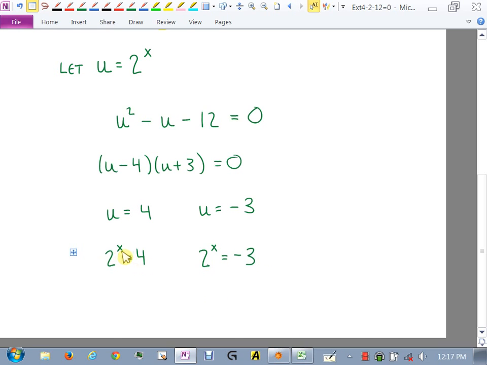You could now solve each of these using the log on both sides. But this one you don't need to, because you can just look and see. 2 to what power is 4? 2. So x equals 2 is a solution. This one, is it possible to ever raise something to a power and get a negative number? No. There's no solution here. The only solution is 2.